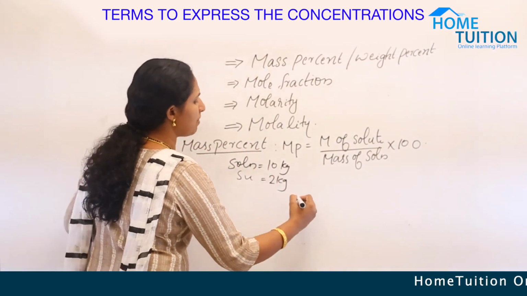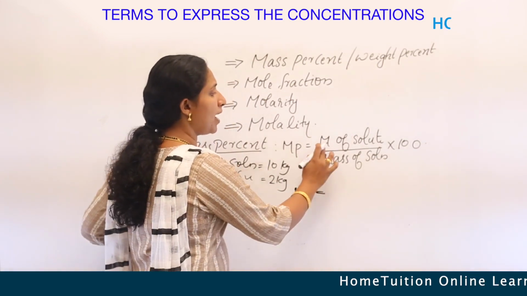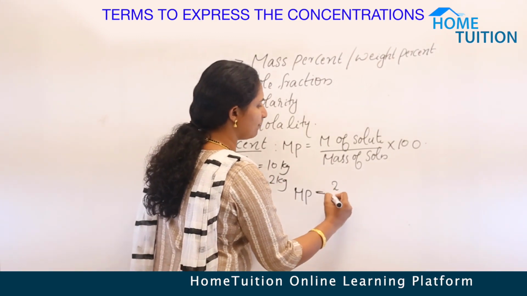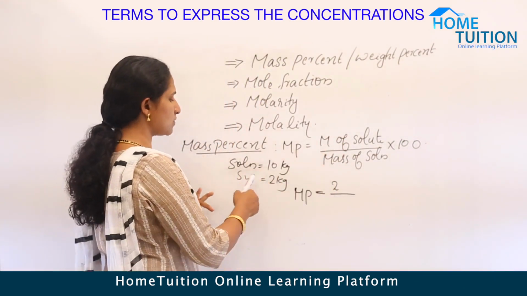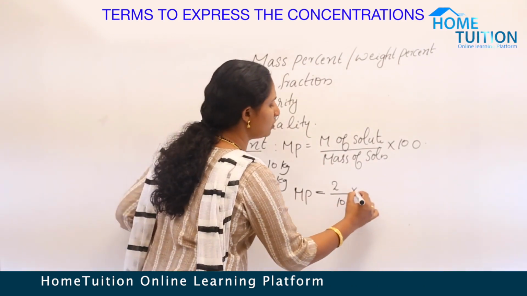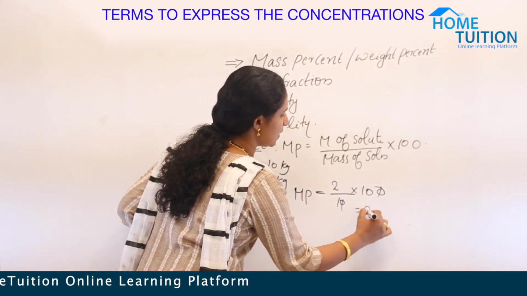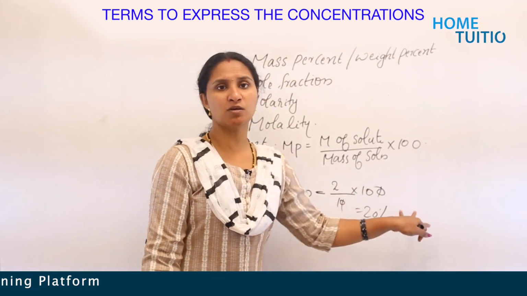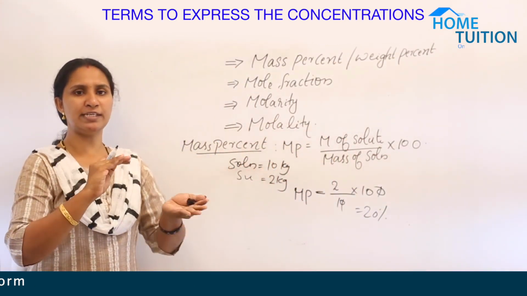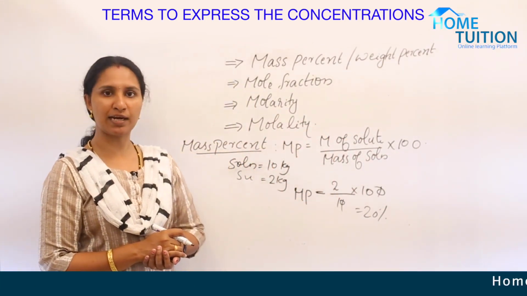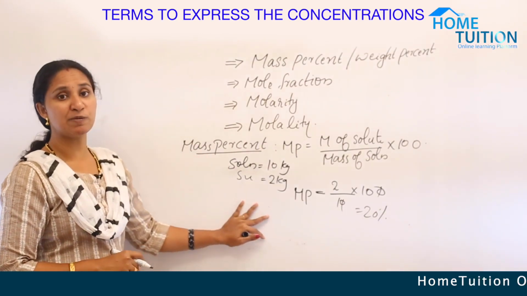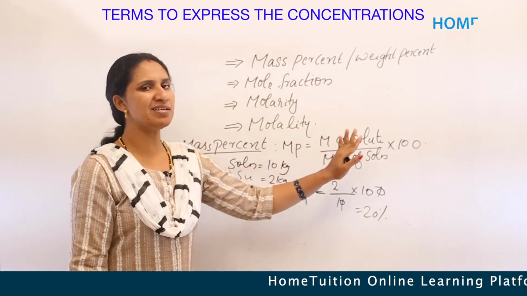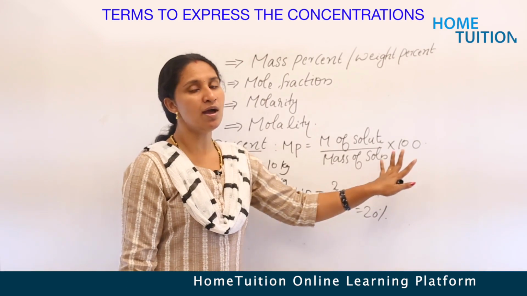So we can find the mass percentage is equal to mass of solute, here the mass of sugar, that is 2, divided by mass of solution, the total mass of solution, 10, into 100. And we get the answer 20%. So we can say that the solution is 20% concentrated. That means out of 100, 20% is the solute. Is it clear? That's the mass percent. Mass percent is one of the terms used to express concentration. Mass percent equal to mass of solute divided by mass of solution into 100.